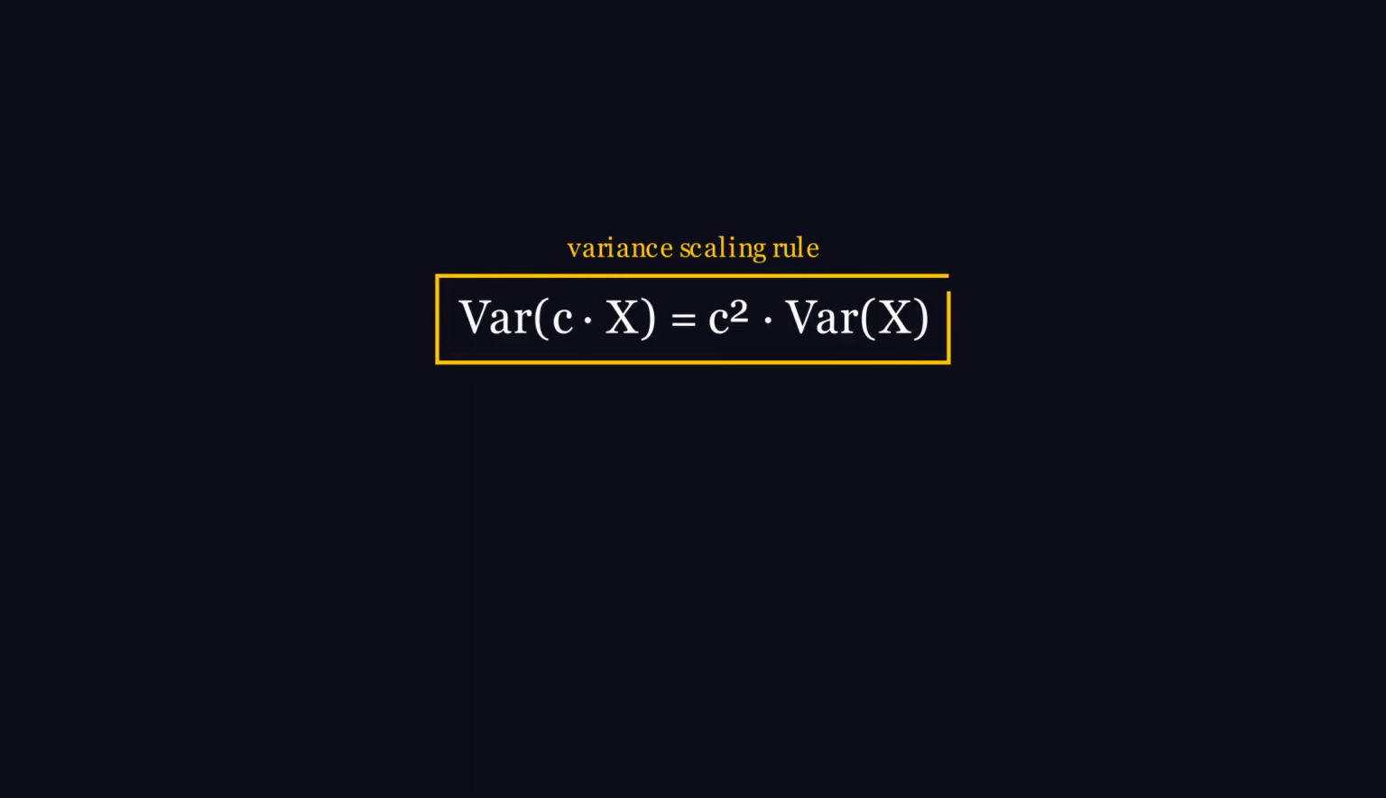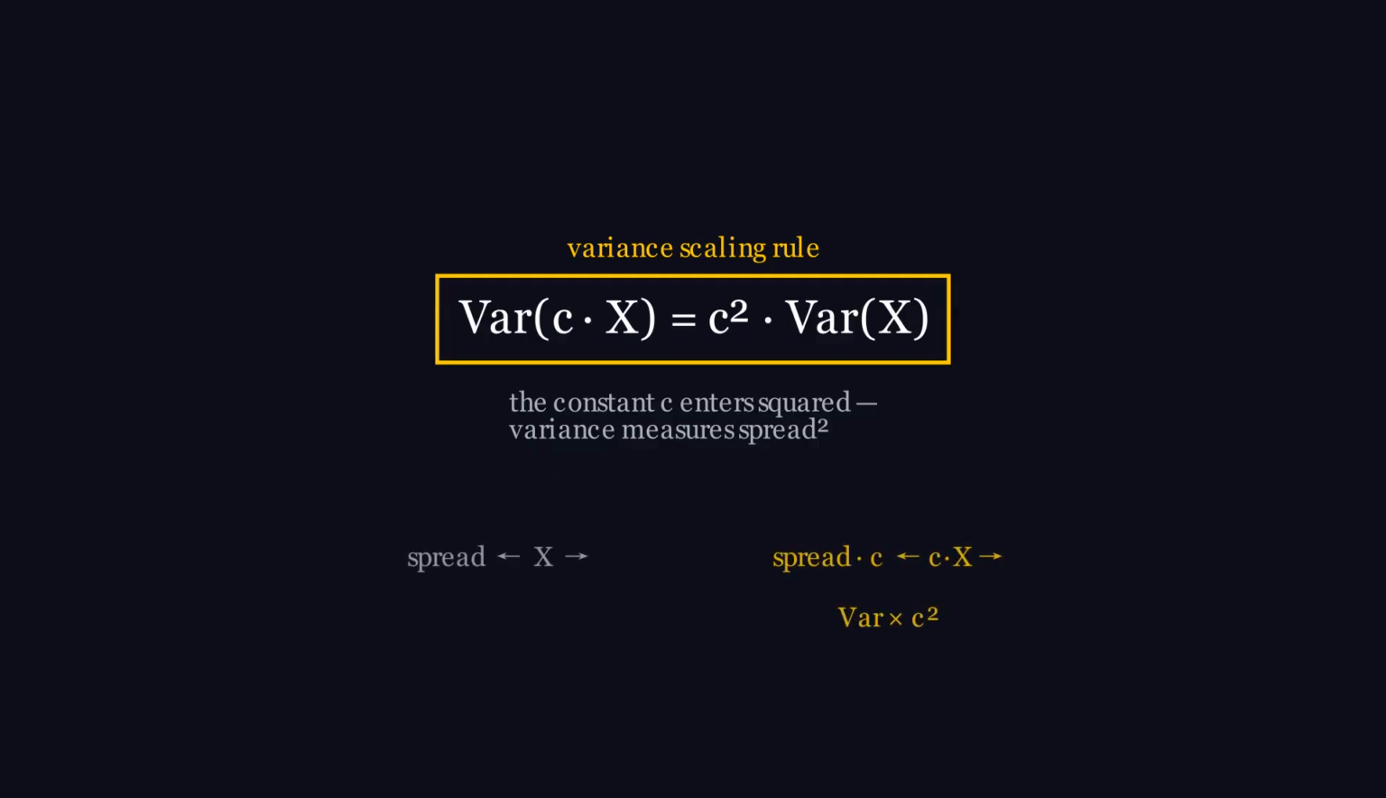To see what happens to the noise, we need one rule to hold. When you multiply a random variable by a constant c, the variance scales by c squared, not by c. The variance of c times the variable x equals c squared times the variance of the variable x. The reason: variance measures spread, and multiplying by c stretches the spread linearly. But variance is spread squared, so the constant enters squared. Hold that rule for the next block.